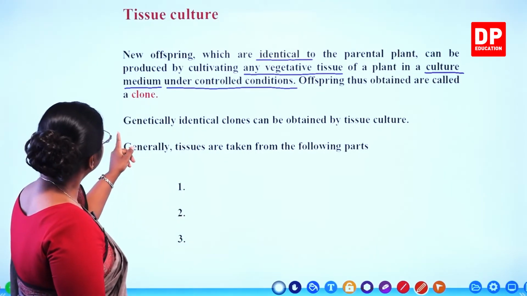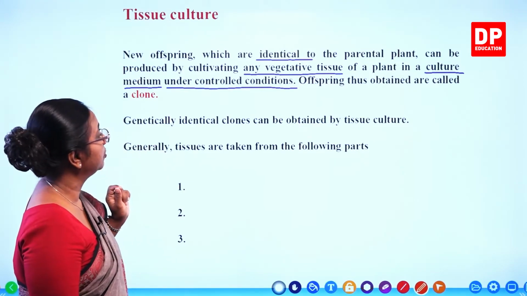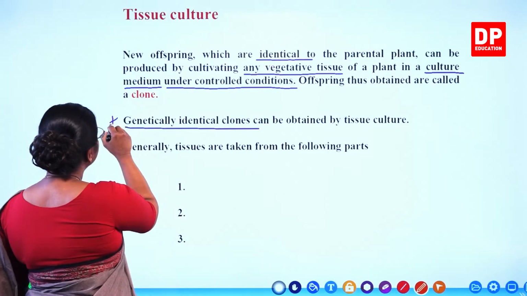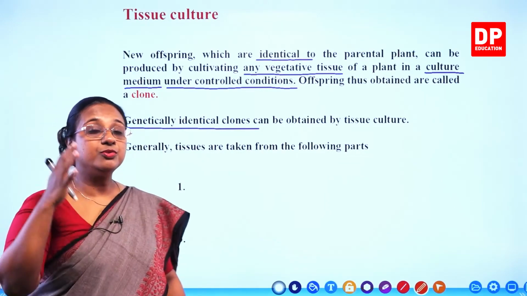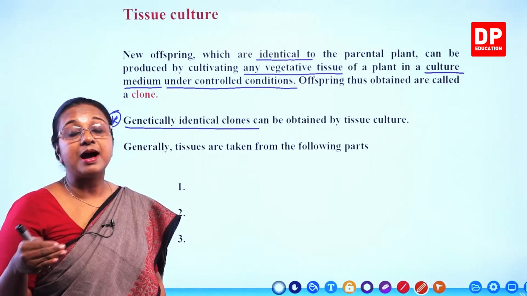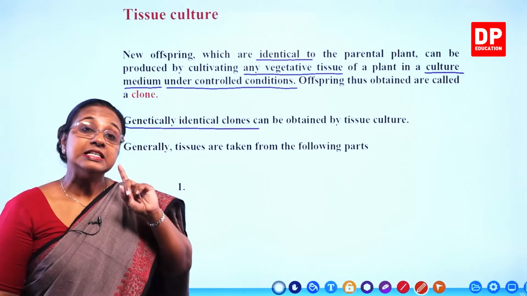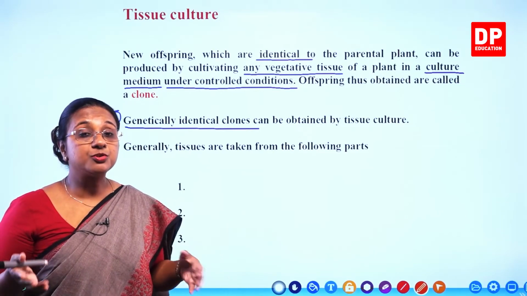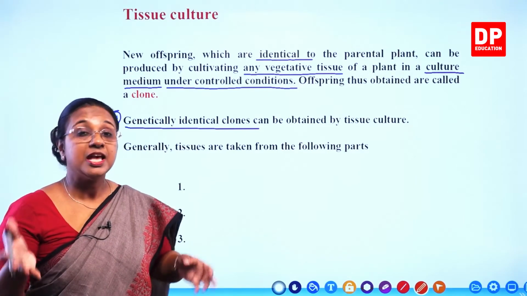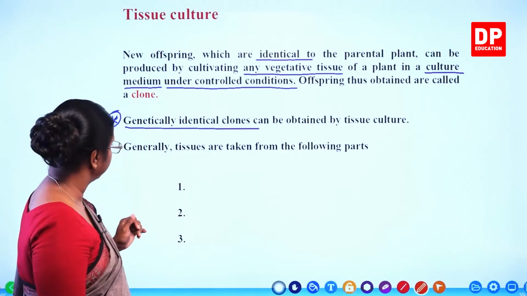So, then, if we look at tissue culture further, genetically identical clones can be obtained by tissue culture. So, this is also important. Genetically identical, because we are going to use the tissue from the parental plant. The same plant, identical offspring will be produced, and they will have the same genes. You all know about chromosomes, genes, the information that is stored within DNA molecules. It's going to be identical to the mother plant or the parent plant.